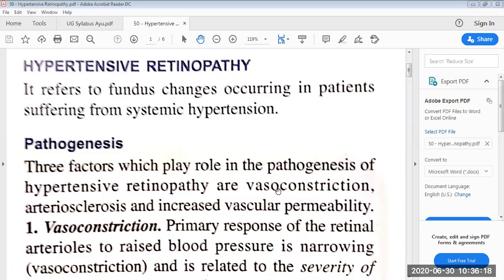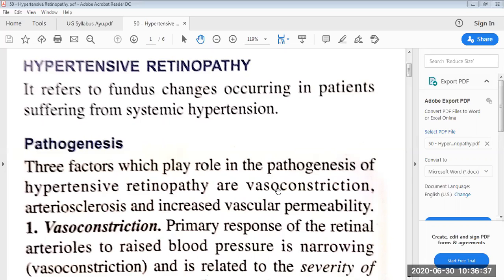Today in this session, we will discuss hypertensive retinopathy. It refers to the fundus changes occurring in the patient suffering from systemic hypertension. What is the pathogenesis of hypertensive retinopathy?